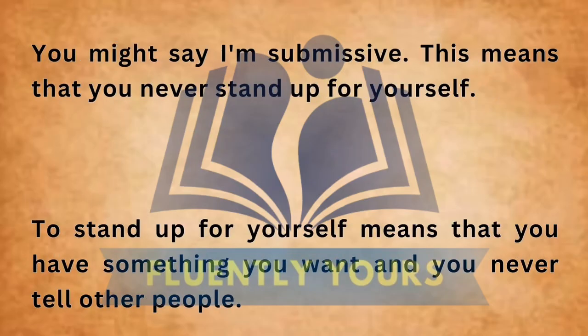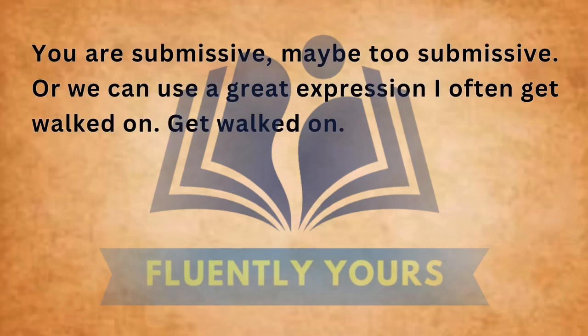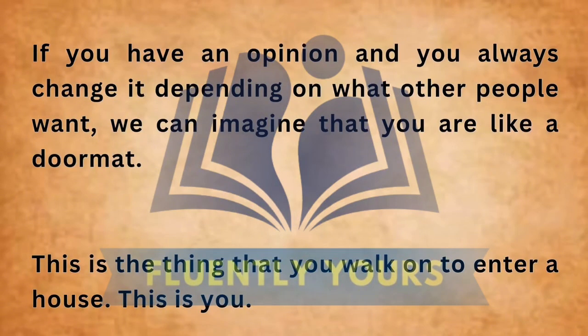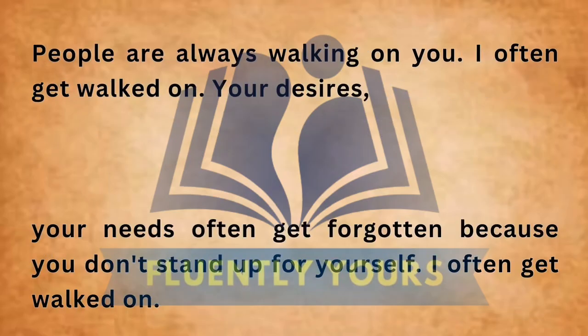This means that you never stand up for yourself. To stand up for yourself means that you have something you want and you never tell other people. You are submissive, maybe too submissive. Or we can use a great expression, I often get walked on. If you have an opinion and you always change it depending on what other people want, we can imagine that you are like a doormat. This is the thing that you walk on to enter a house. This is you. People are always walking on you.